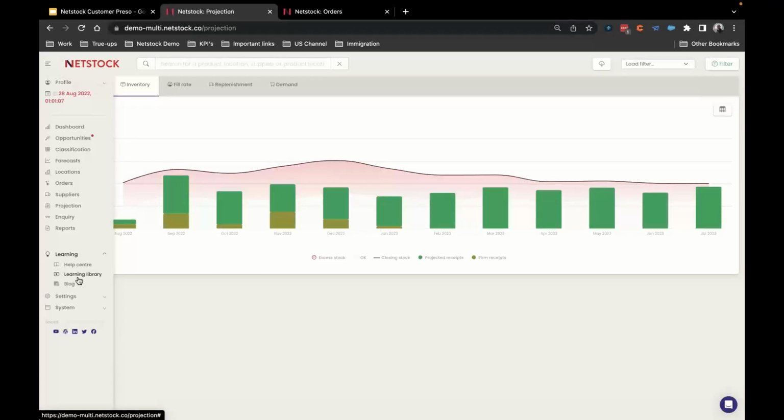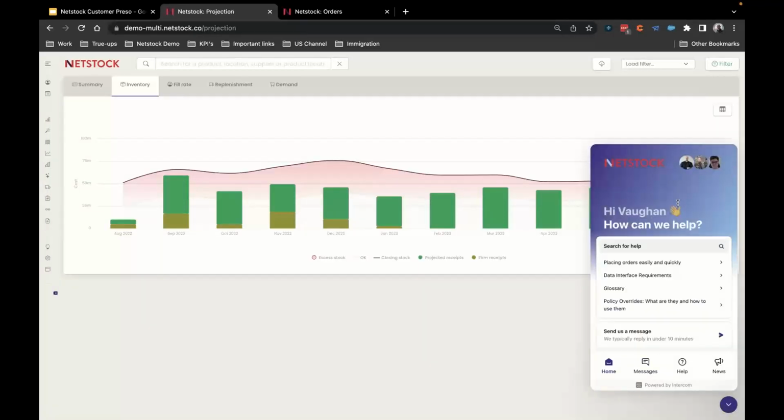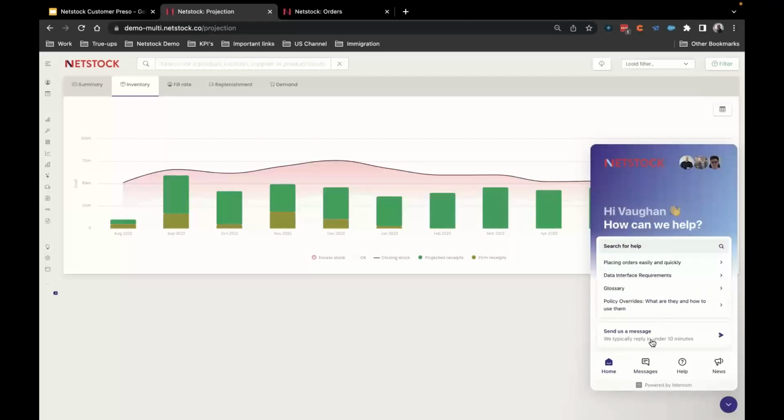The learning library is built into the application. There are blogs, there are articles, there's a help center, everything to help customers get better and better at planning. There is an online chat in the application. There will be consultants online. If you wanted to ask a question, you can start typing over there, and it'll go through to one of our consultants. They'll be able to log onto your screen and help you.